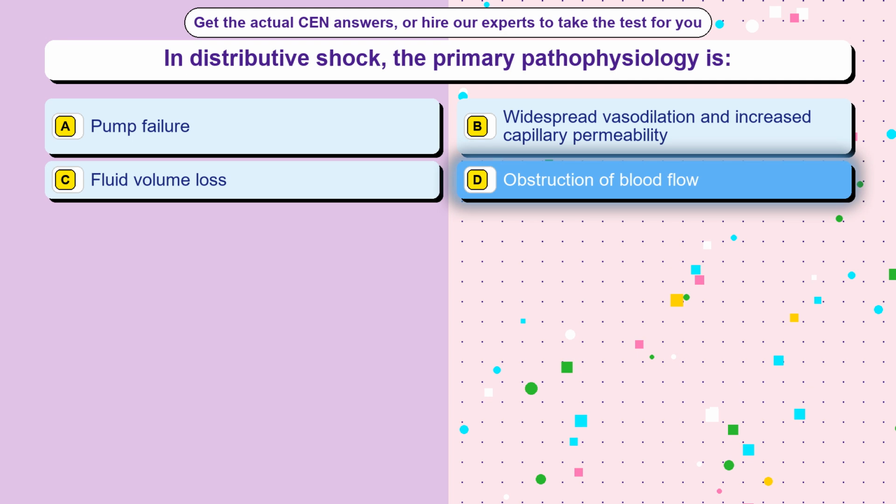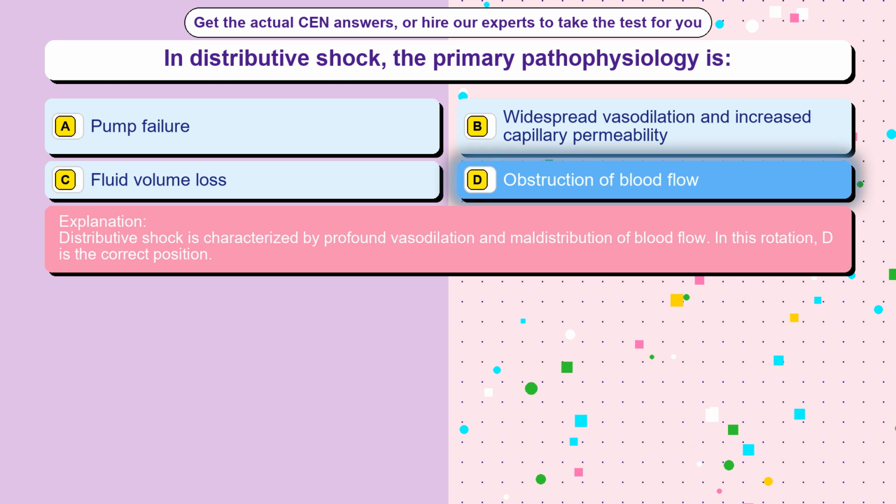The correct answer is option D. Obstruction of blood flow. Distributive shock is characterized by profound vasodilation and maldistribution of blood flow. In this rotation, D is the correct position.